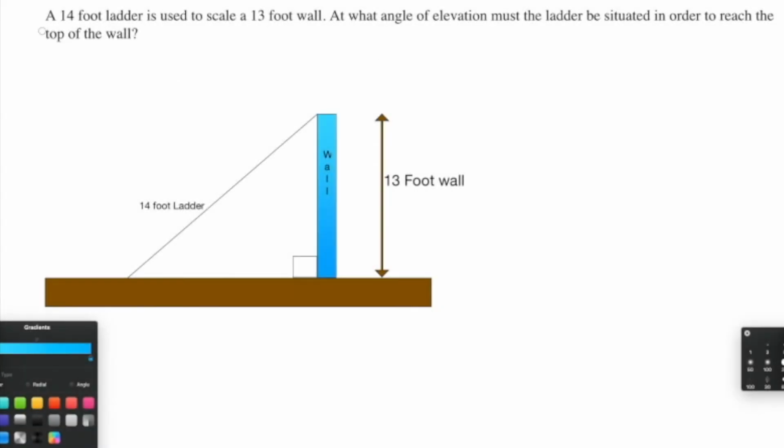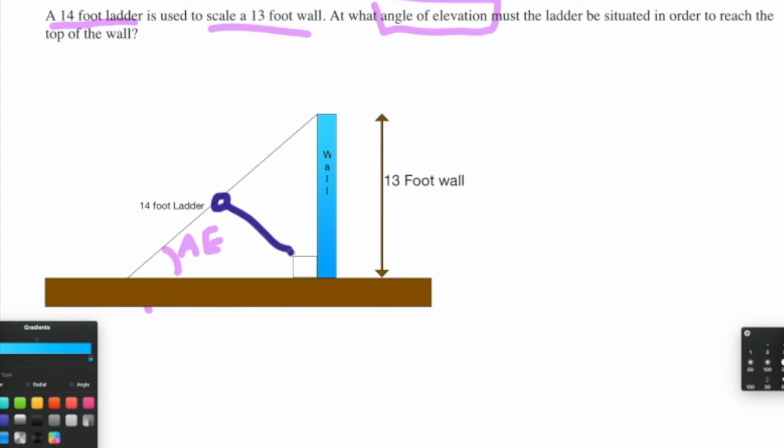A 14-foot ladder is used to scale a 30-foot wall. At what angle of elevation must the ladder be situated in order to reach the top of the wall? Angle of elevation is when you look up at an object, the angle your line of sight makes with the object. In this case, I am looking up but my height isn't given. Therefore, I can estimate that my line of sight will be the same as the ground level, which will make the angle of elevation right around there.